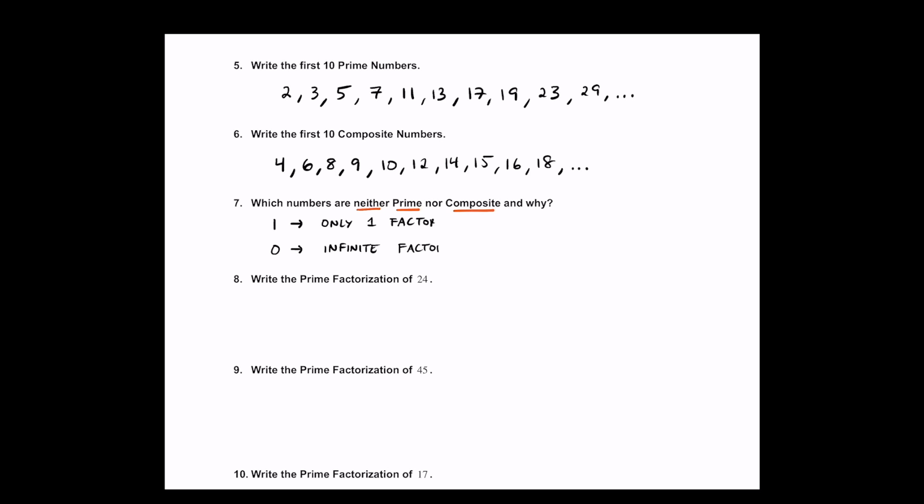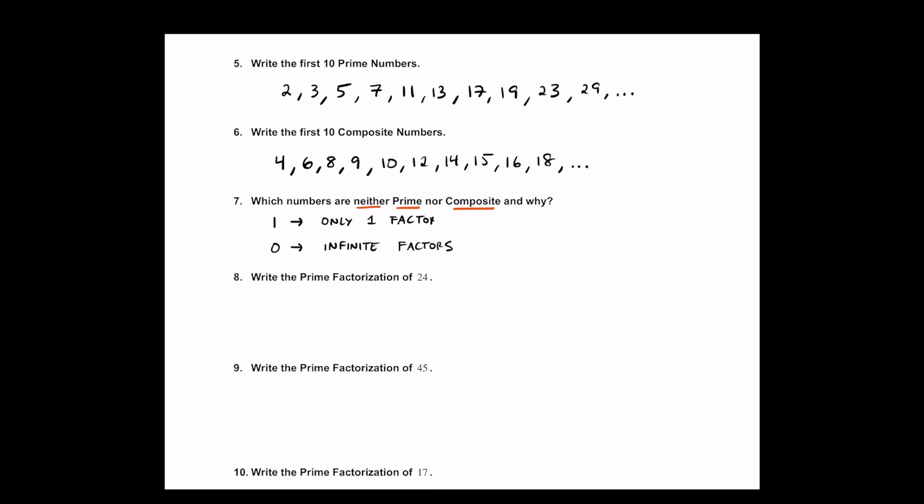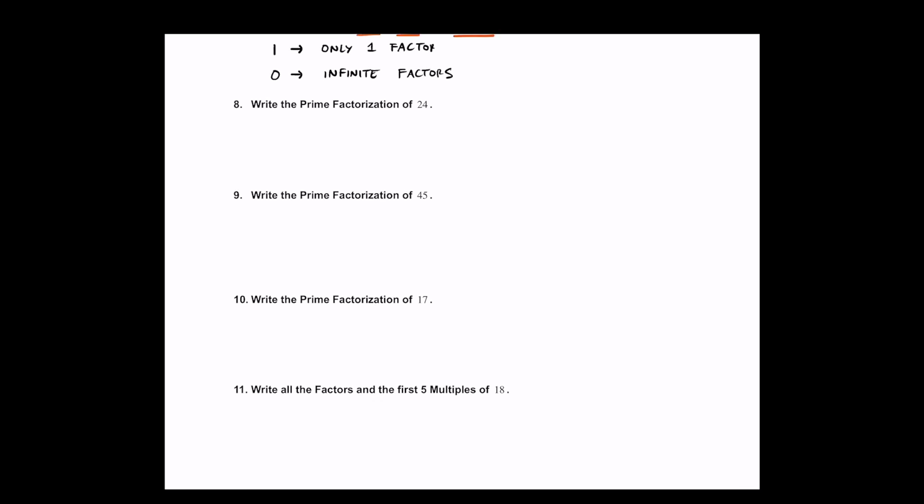So it's important to know the distinction here, because prime numbers have to have exactly 2 factors, and composite numbers have to have more than 2, but a limited amount. Can't go on forever. 1 is special because it only has 1 factor, literally just 1, and 0 has infinite factors because anything times 0 is 0. So these 2 numbers are special, and they come up a lot more with the identity property later down the road.